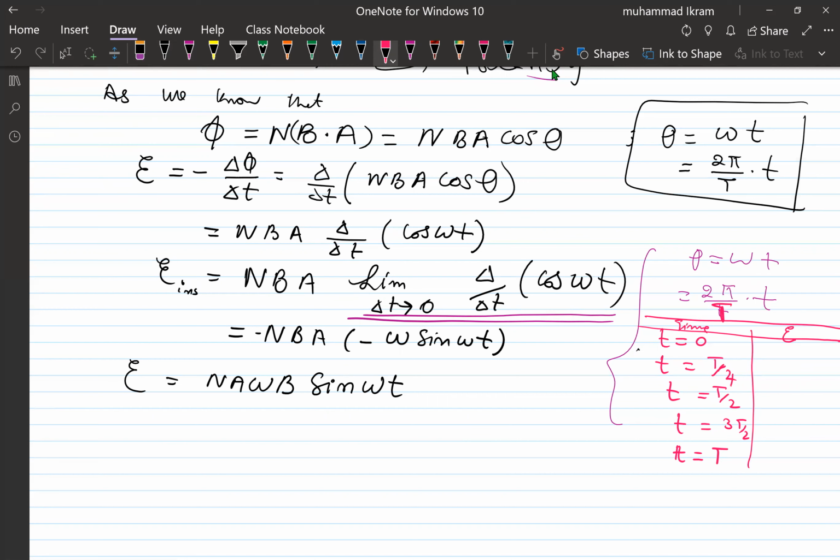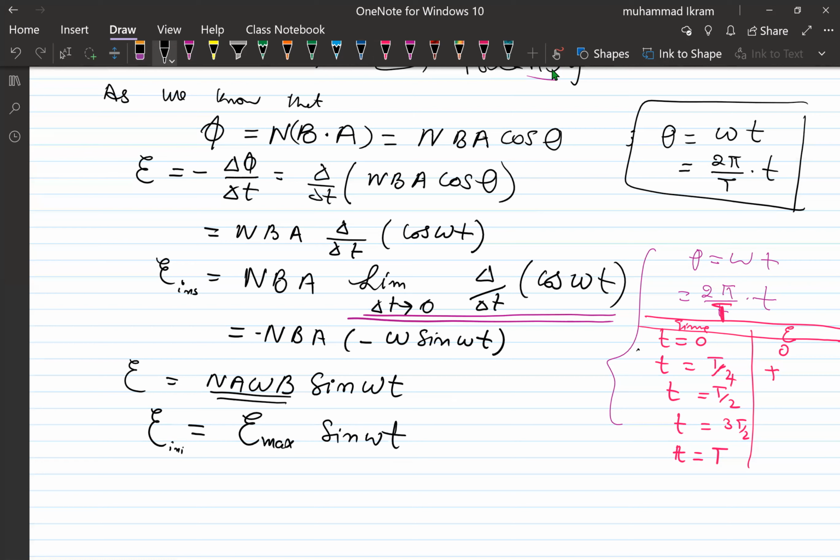For example, when t is equal to 0, sine of 0 is 0. When t is equal to T by 4, then what will happen? T will get cancelled and 2 will get cancelled. So pi by 2, and you know sine of pi by 2 is maximum, and you have the maximum induced EMF. As later on I'll be explaining to you, this instantaneous EMF is equal to the maximum induced EMF into sine omega t. Now why max?